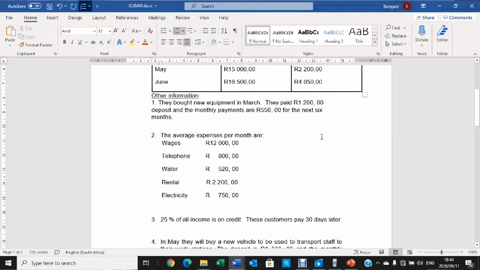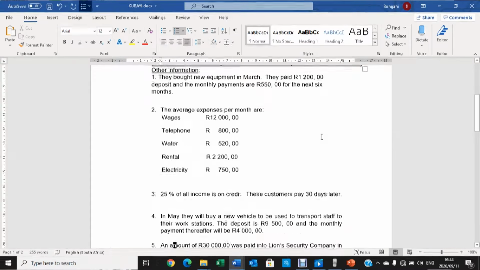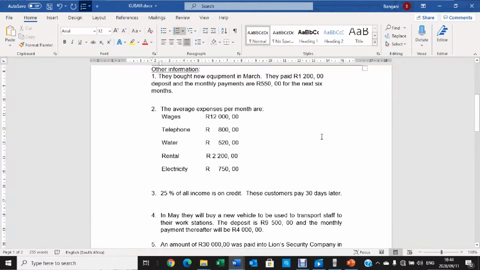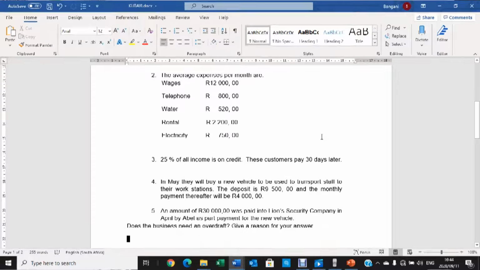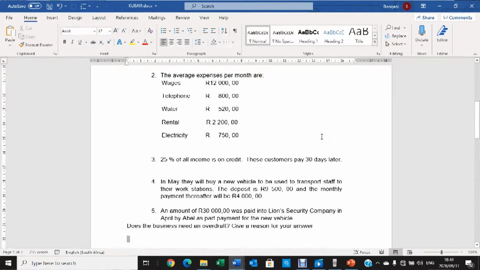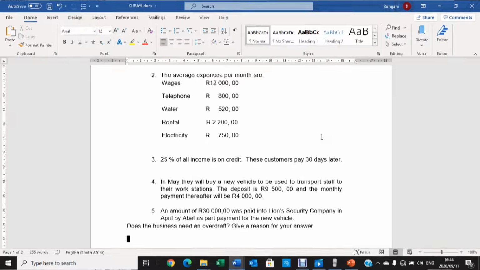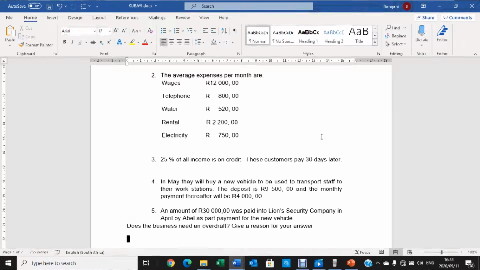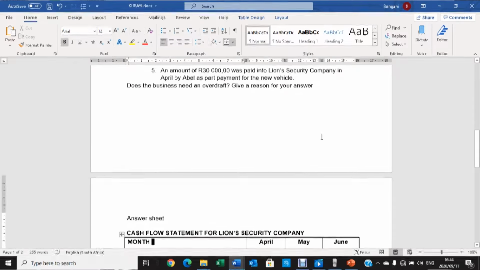Adjustment number 4 says in May, they will buy a new vehicle to be used to transport staff to their workstation. The deposit is 9,500, and the monthly payment thereafter will be 4,000. Adjustment number 5: an amount of 30,000 was paid into Lions Security Company in April by Abel as part payment for the new vehicle. Now we are going to prepare our cash flow statement.